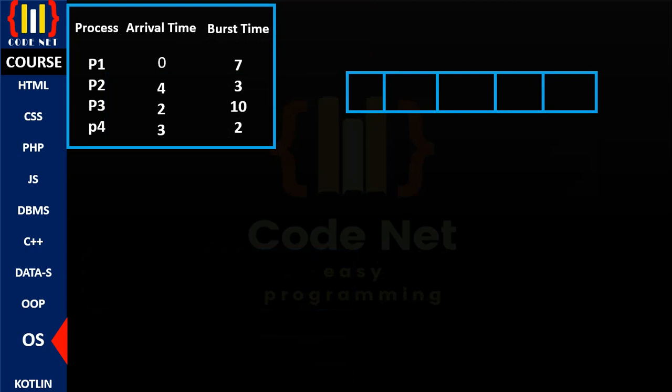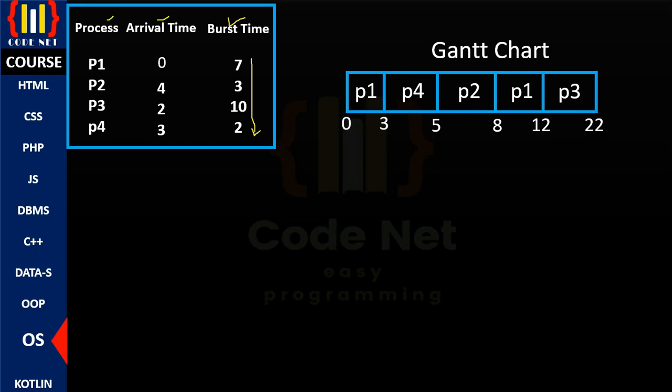So let's see how a Gantt chart will make us understand vividly and easily what is happening with these processes. Here I've just copied the processes. We have the process, their arrival time, and the burst time, which is the execution time needed for each and every process. So in the Gantt chart, this is how we can plot it.